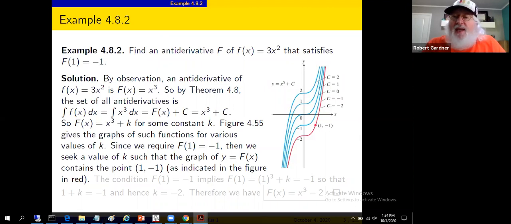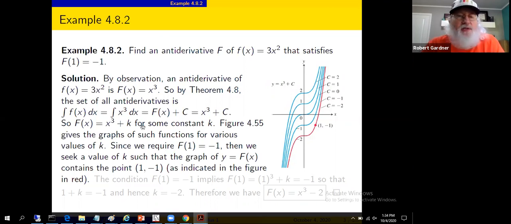So were we to take x cubed minus 2, we'll get this red curve, which is the one we're looking for. If we were to take x cubed itself, taking the constant to be 0, we get this y equals x cubed curve that passes through the origin. So they've graphed a bunch of these different functions. They all have the same shape. They're all y equals x cubed functions. They just had different constants added to them, and that results in the vertical translations.